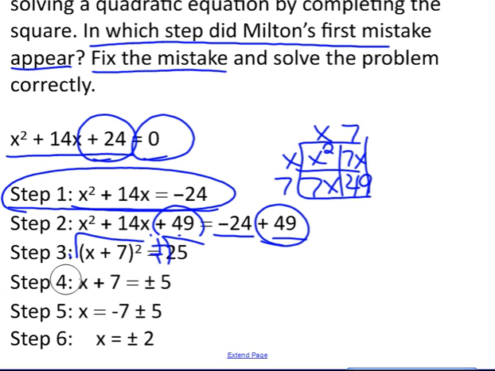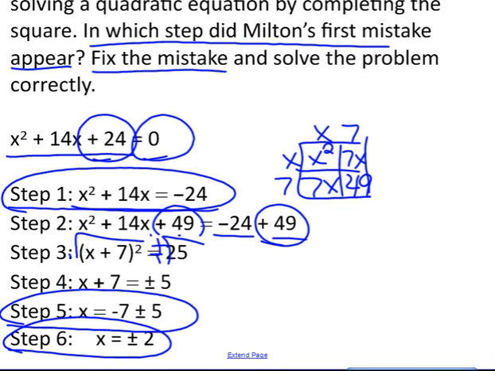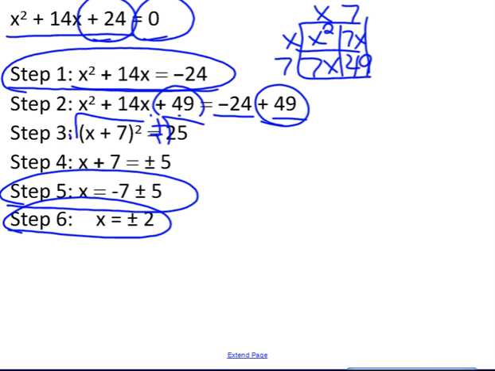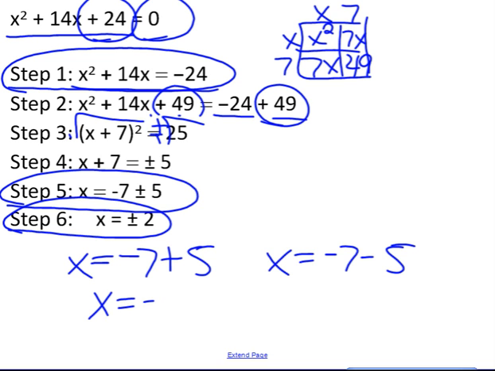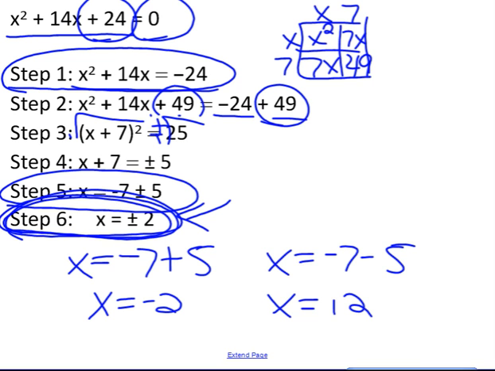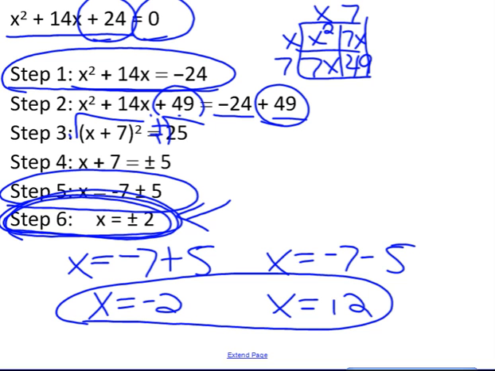So I'm hoping that we have a mistake sometime soon, because so far we're at step 5 without a mistake. So let's take a look at step 6. It's got to be a mistake, so let's see what they did wrong. If I take x equals negative 7 plus 5, x equals negative 7 minus 5, I would get x equals negative 2 and x equals negative 12. Well, what did Milton get? Milton got plus or minus 2. So incorrect was step 6, and the correct answer, negative 2 and negative 12.